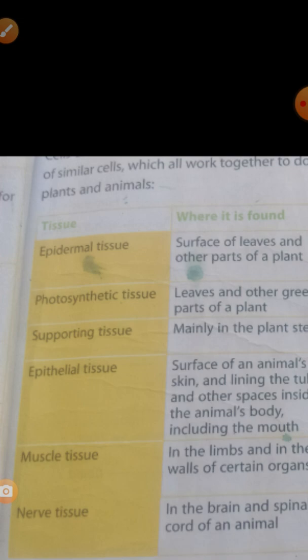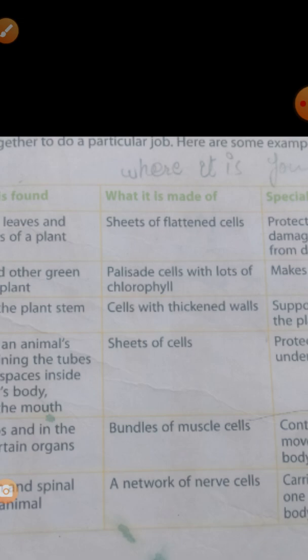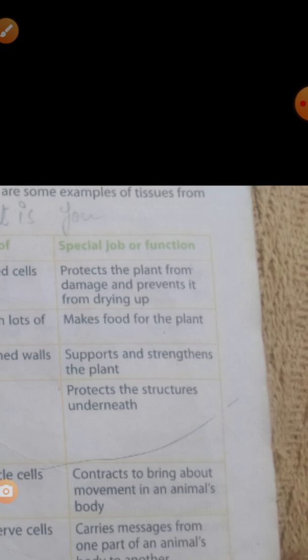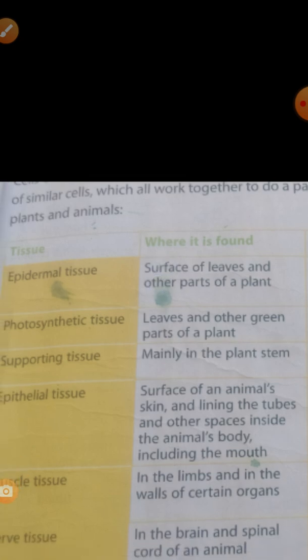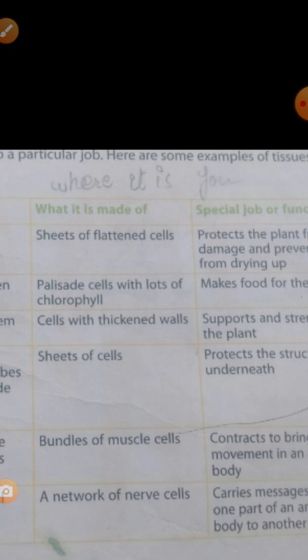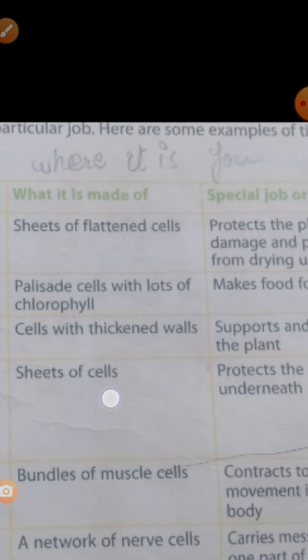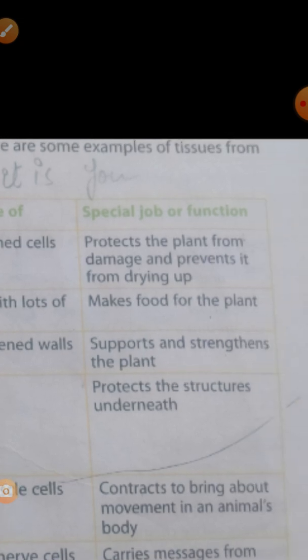Photosynthetic tissues. Where are photosynthetic tissues found? In leaves and other green parts of a plant, and they are made up of palisade cells and lots of chlorophyll, and their job is to make food for the plant. What an important job. Now the supporting tissue, mainly found in the plant stem. What is it made up of? Cells with thickened walls. The job is to support and strengthen the plant.